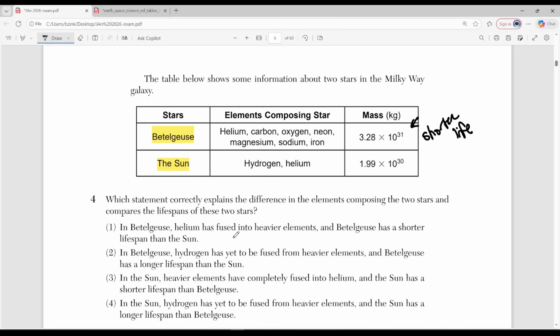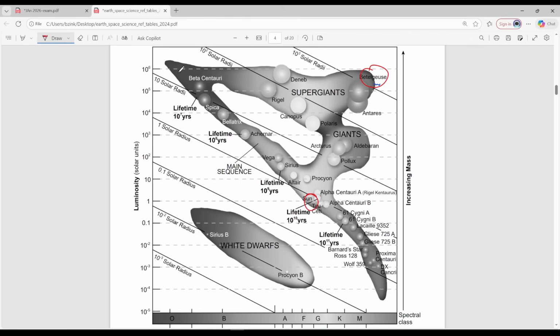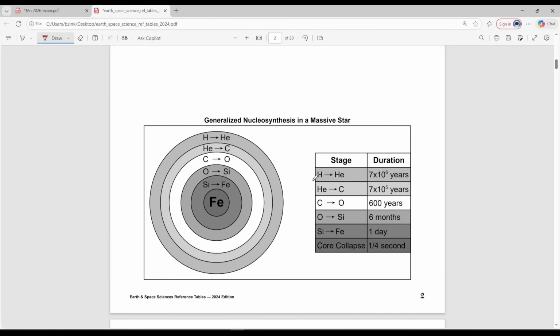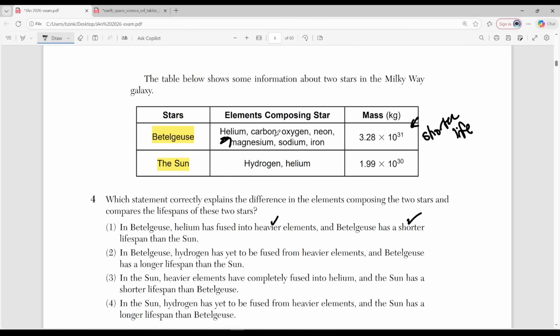So in Betelgeuse, helium is fused into heavier elements. I mean, that's true because it's an older star. And Betelgeuse has a shorter lifespan than the sun. So this is possible. In Betelgeuse, hydrogen has yet to be fused. That's wrong because this is already at helium. And we know from our reference table, if we go to nucleosynthesis, it goes hydrogen, helium, carbon, oxygen, silicon. So if Betelgeuse is already at helium, it has fused hydrogen.